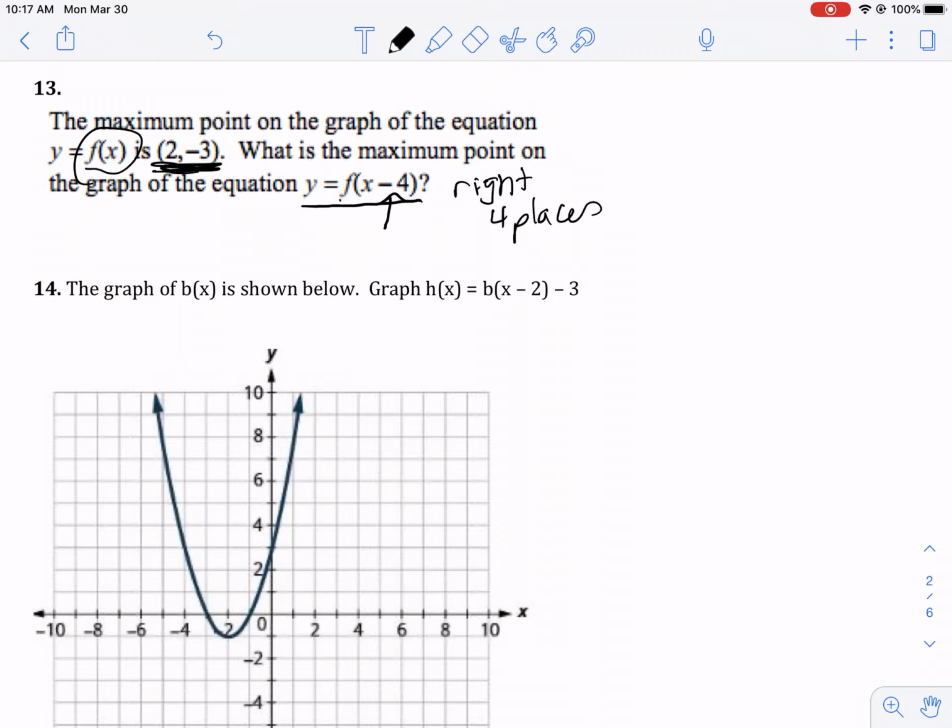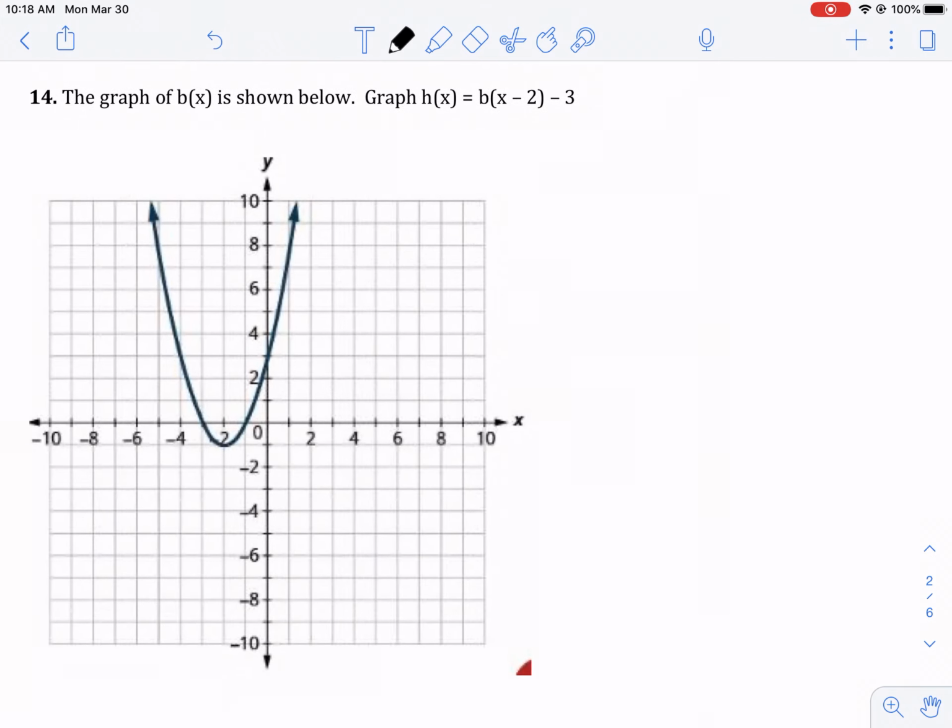Again, you could take a piece of graph paper, plot that point, move right 4 places, and tell me what the coordinates are. But going right is a positive direction, and it's an x direction. So I'm going to add 4 to my x coordinate and get (6, -3). So there's a piece of graph paper down on number 14. Give it a shot.